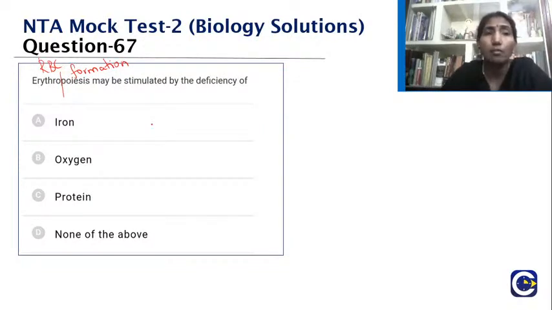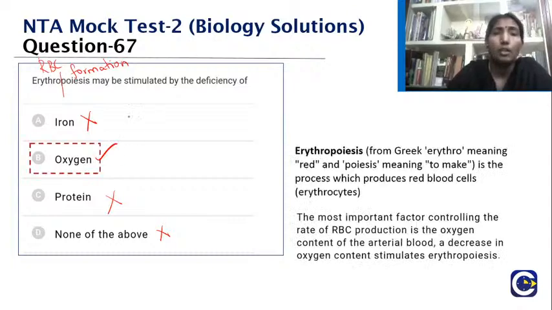So what deficiency is going to stimulate the RBC formation? Whether it is iron? No. Protein? No. None of the above? No. The answer is oxygen. We will see why. You can see that erythro is red, the RBC, and poiesis is to make, that is the production of red blood cells.